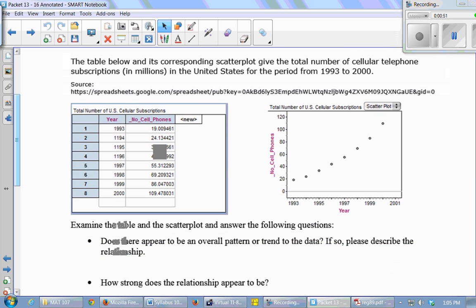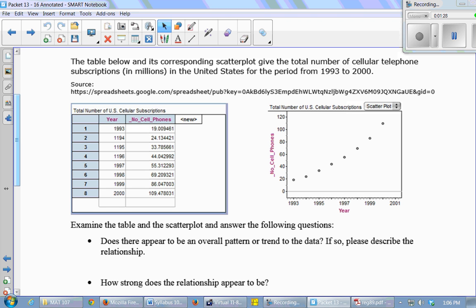So this table and the corresponding scatter plot tell us about the number of cellular telephone subscriptions in millions in the United States for the period 1993 to 2000. And there's some typos in here. This says 1194. It's supposed to be 1994, and 1995 and 1996. So the number of cell phone subscriptions in 1993 was about 19 million. In 2000, it's about 109 million. And we plot the data over here.